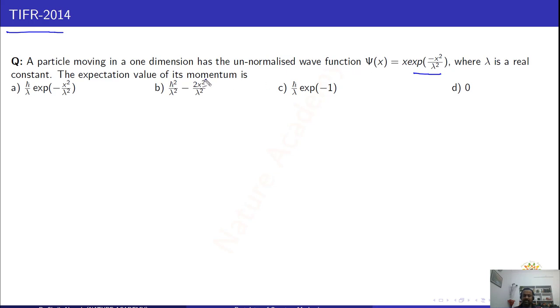Since we are looking for the expectation value of p, first of all you should check whether the given wave function is real or not. If it is real, the expectation value will be 0. Since the given wave function is a real wave function, there is no imaginary term, so the expectation value of momentum is 0. It's simple, right? So option D is the right option.